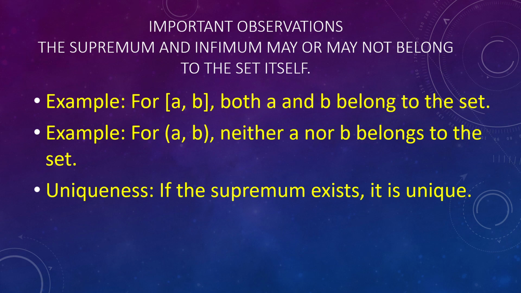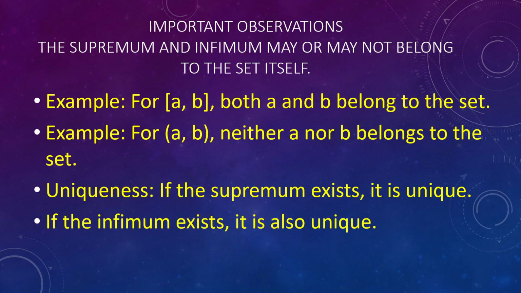Another important fact is uniqueness. If the supremum exists, then there can be only one such number. Similarly, if an infimum exists, it is also unique. A set cannot have two different least upper bounds or two different greatest lower bounds.